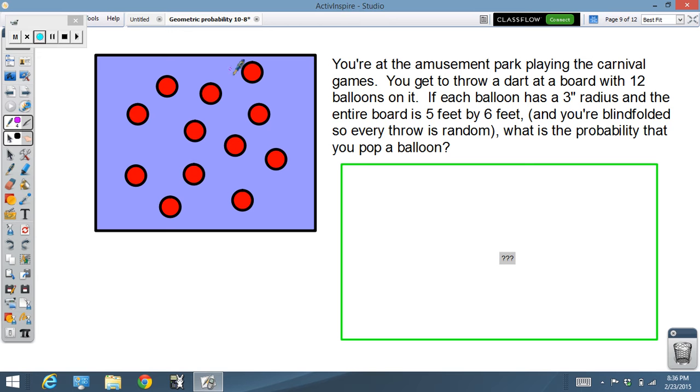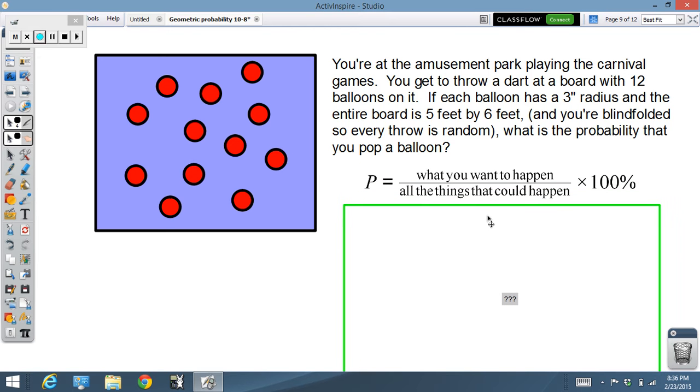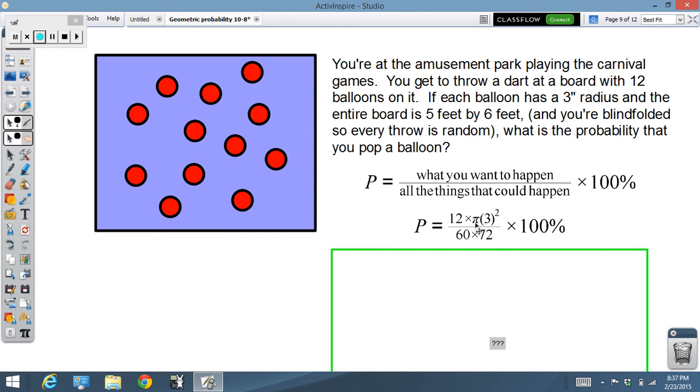What's the chance that you pop a balloon? Okay, think about it. Here's the answer. Once again, all the things you want to happen divided by all the things that could happen. Well, what I want is to hit a balloon. So I've got 12 chances to hit a balloon, and the area that goes with it is pi r squared for each balloon. If it's got a 3-inch radius, pi r squared gives me the area. I've got 12 of those areas. That is the total area of the red dots on that figure.